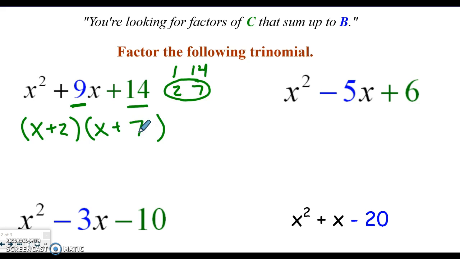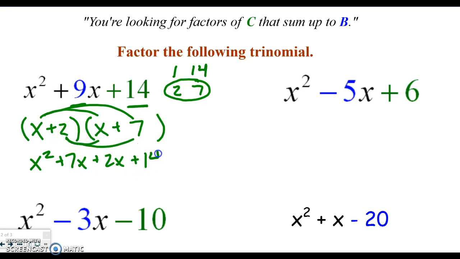Now, what's the only way to know for sure that I did this correctly? You can always FOIL that back together again and see if it gives you the original, which is x squared plus 9x plus 14. We'll do it for this one. We don't have to do it for all of them, but it's a way to check. So x squared plus 7x, 2x, 14. Combine terms. So that's exactly what I started with, which means I did this correctly. So my check is good.